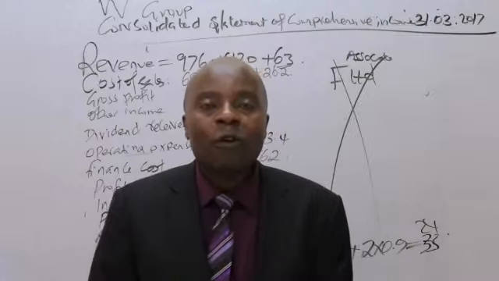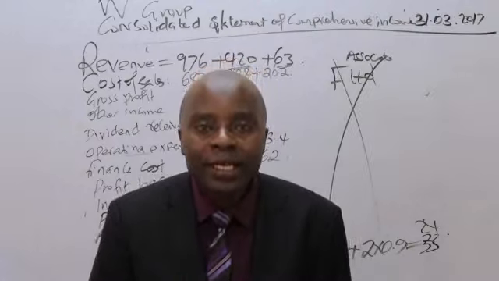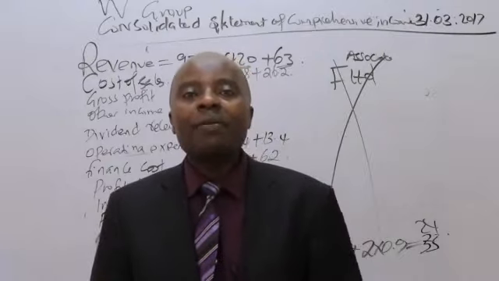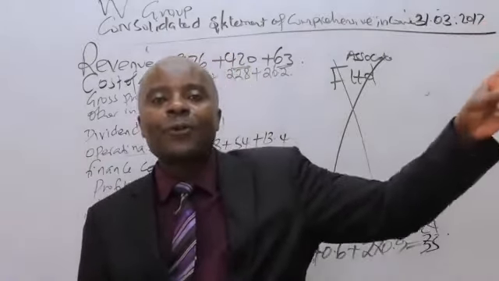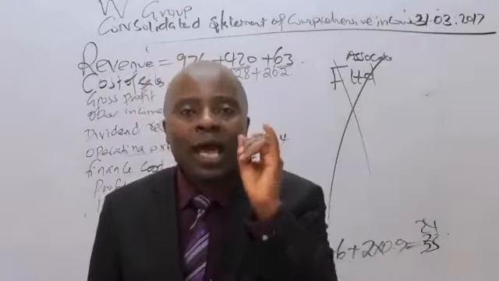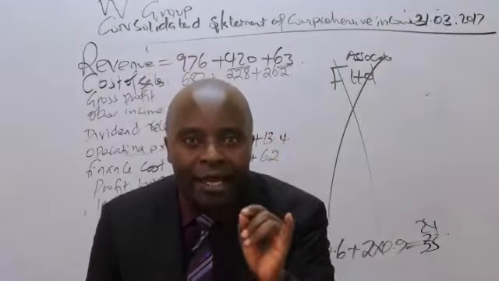This amount of 4.3 which remained outstanding, which F Limited is claiming it owes W, is what we call an intra-owing, an internal owing.